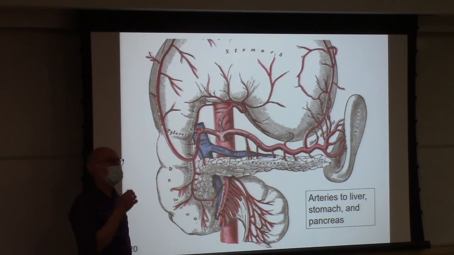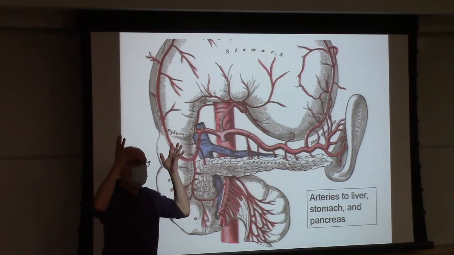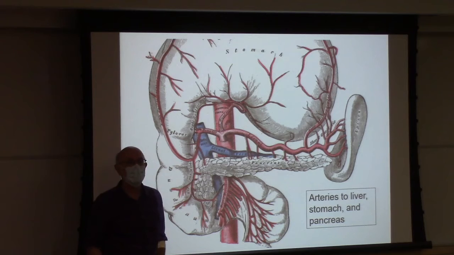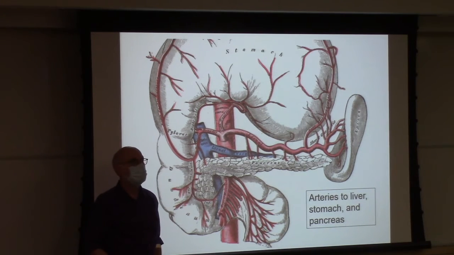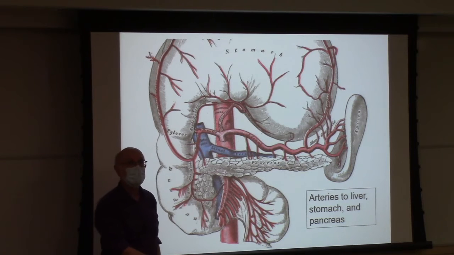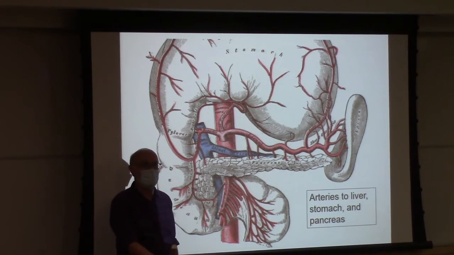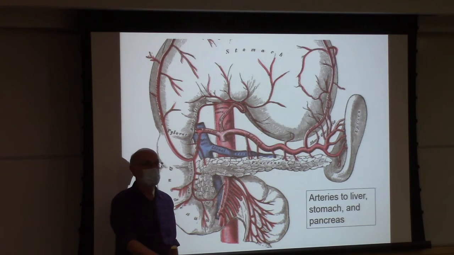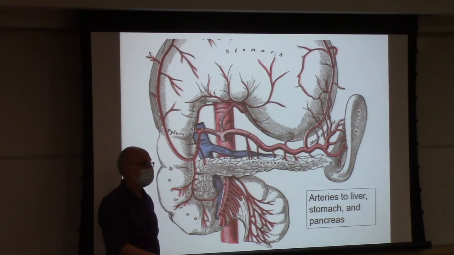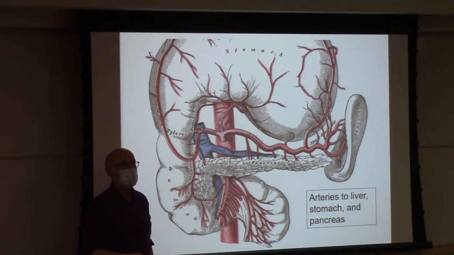I'll be honest with you, I will not expect you to generate this knowledge from your image in your brain. I would show you an image and ask you to label it. This wouldn't be on the practical though, right? No, there's no way I could identify these things on the practical. I could identify the lesser curvature or the greater curvature, but that's about the extent of it.